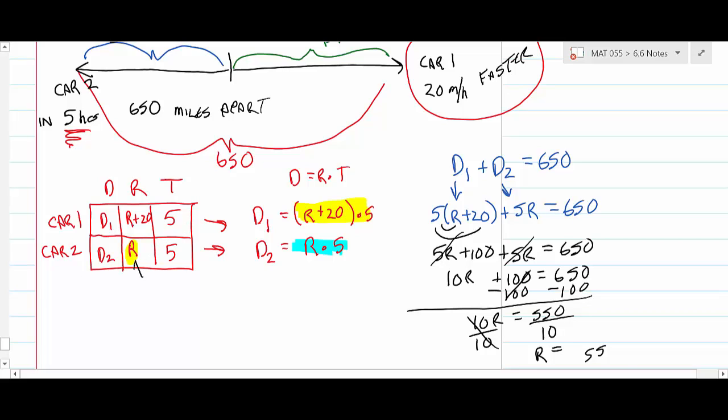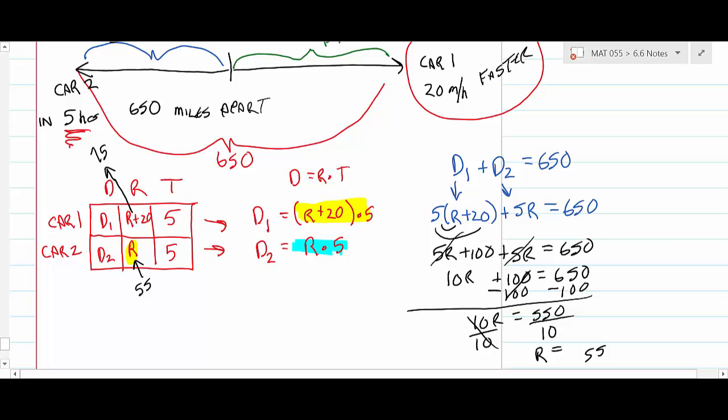They're obeying the speed limit. So that's 55 right there. Okay? All right. Now, what would the rate of car 1 be? 75. They're speeding, I guess, depending on what the speed limit is. Okay, we got that.